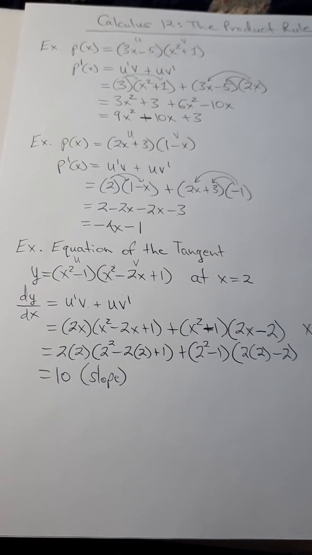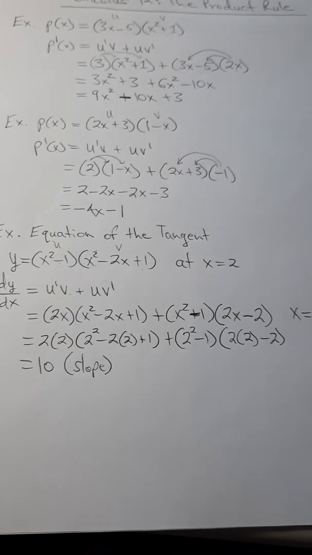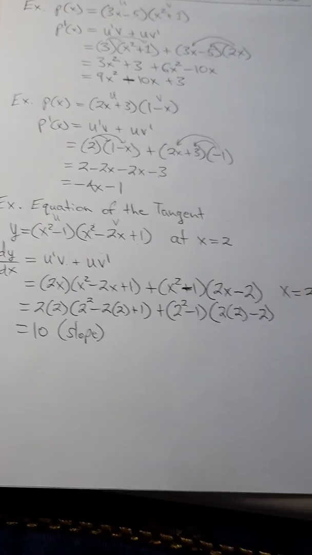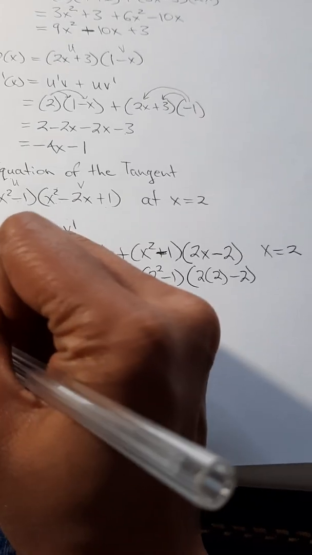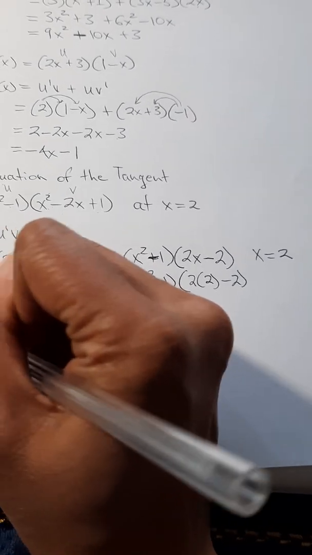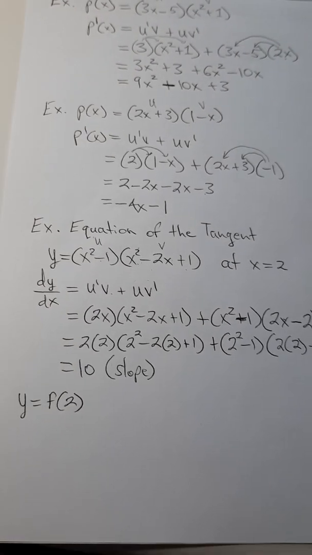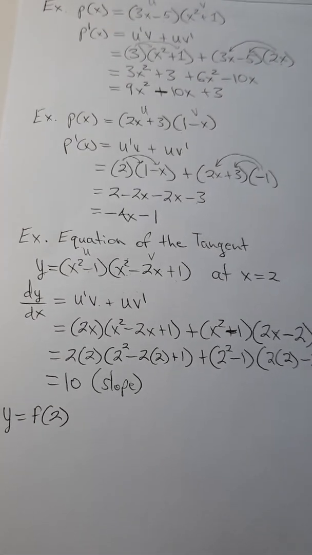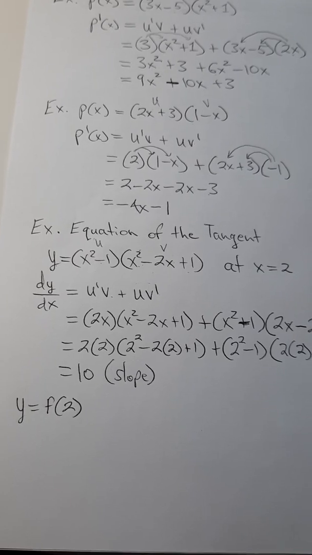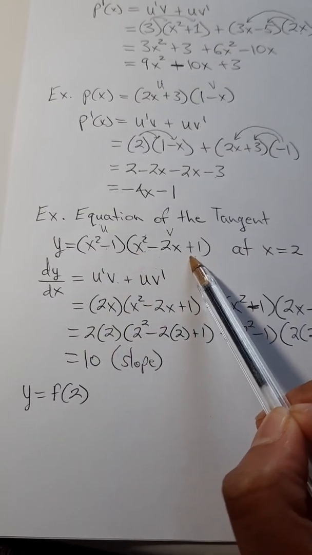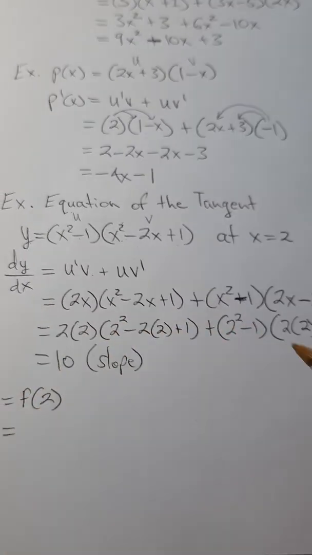So the next step is going to be substituting x equals 2 into the original equation. Let's write it as y equals f of 2. The reason you're substituting x equals 2 into the original equation is that I need the actual point. So we're going to sub it into this equation right here.